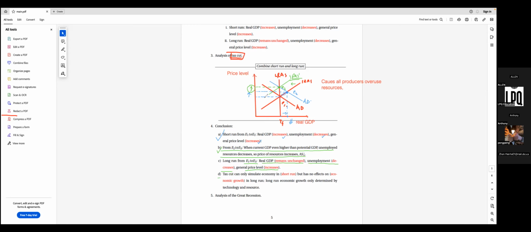And the final conclusion of what we learned here is that tax cut has no use for, so there is a typo here, you need to put stimulate the economy. Tax cut cannot stimulate the economy in the long run, it has no effects on long-run economic growth. This kind of policy can only temporarily stimulate the economy and increase overall GDP, but it has no effects on long-run economic growth.